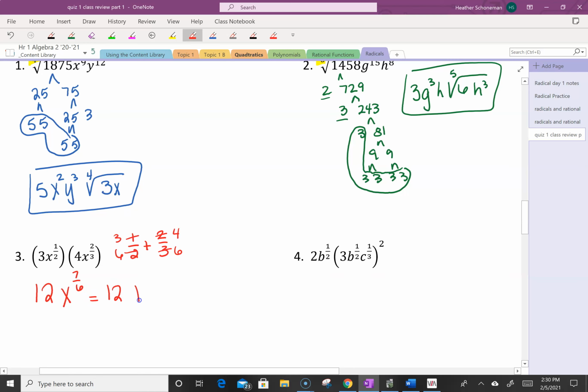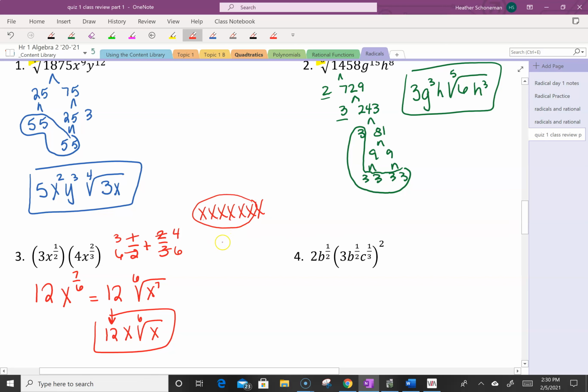With the x, though, the x is going to go in the radical, the 6 is the root, and 7 is the exponent. But I actually can simplify that more because there is 1 group of 6 in 7. So the 12 stays the same, but that 1 group brings an x out, and there's 1 left over. If you're not sure, think about 1, 2, 3, 4, 5, 6, 7 x's. There's 1 group of 6 that represents the one that's outside, and the one that's left over goes underneath.